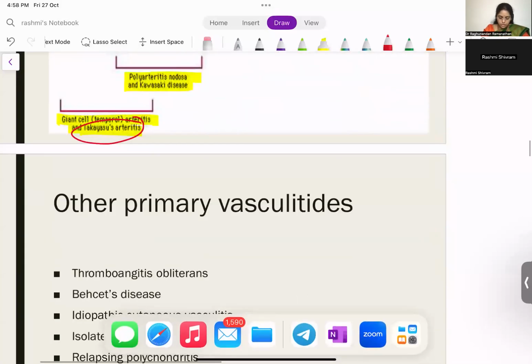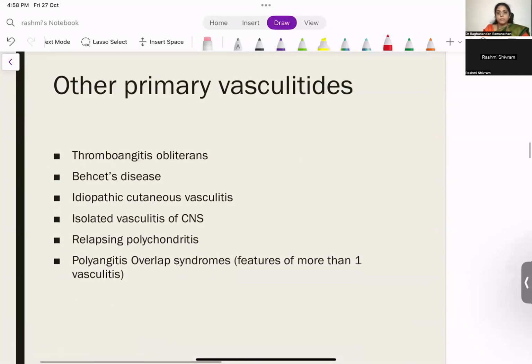So now moving on to that, you need to think of other primary vasculitis also, which are either single vessel or variable vessel presentation. They can either be a single vessel presentation or a variable presentation.